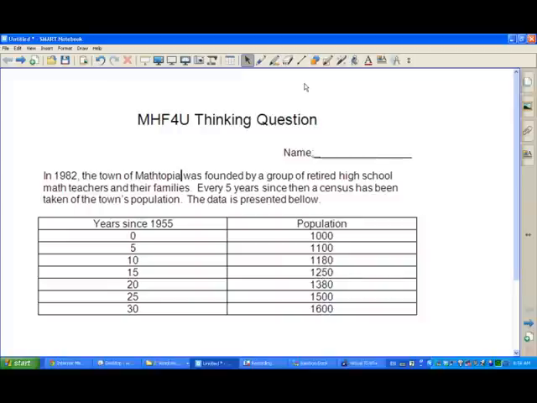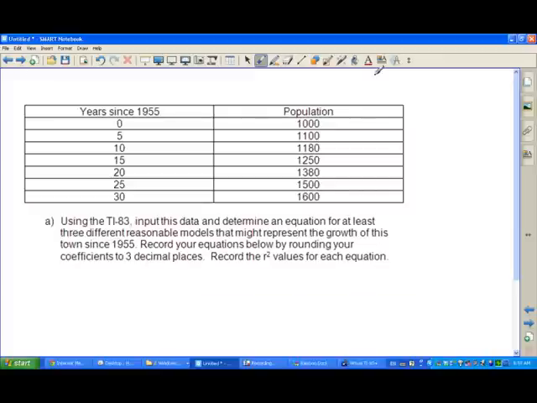So in this question, we have this town that was founded in 1982. I guess for consistency, it should be 1982. They record the population every 5 years, and we're asked to answer a series of questions based on this data. The first question asks us to use the TI-83 to input this data and to determine an equation for 3 different models that might represent the growth of this town.